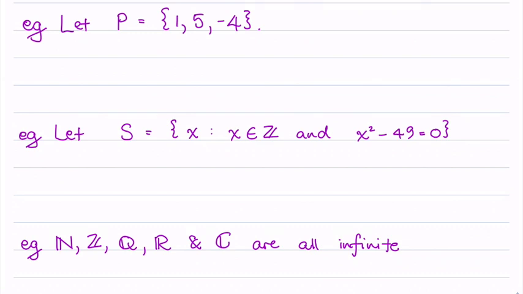We have a set P, which just consists of 1, 5, and minus 4. That has 3 elements. So the cardinality, written with the two straight lines on either side of P, is 3.